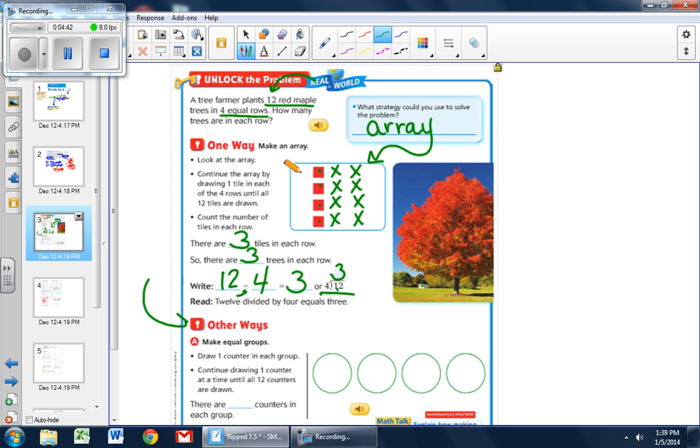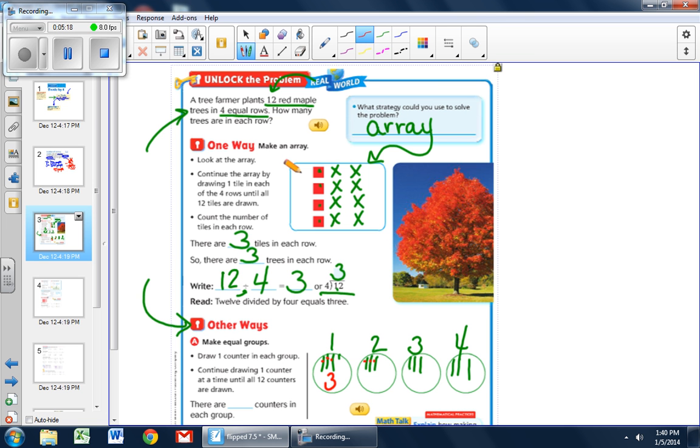Looking at it another way, to making equal groups. It said that it made 4 equal rows, so they started by making 4 groups. Draw one counter in each group. Continue drawing one counter at a time until all 12 counters are drawn. So we're going to do 1, 2, 3, 4, 5, 6, 7, 8, 9, 10, 11, 12. Oh, that's all we needed. So now I'm going to go back and I'm going to count how many I have in each one.